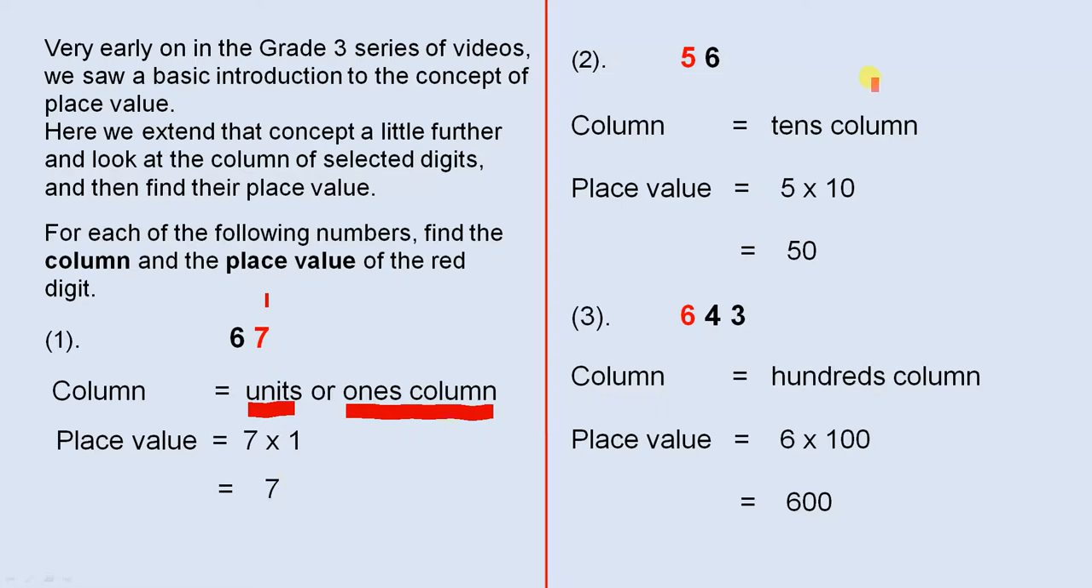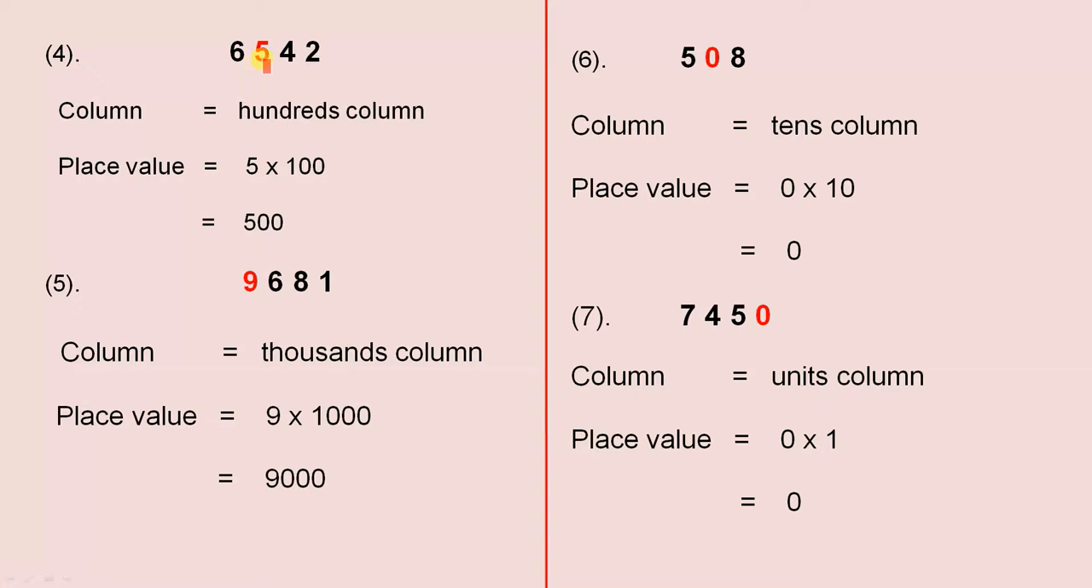Number 2, 56. The column is the tens column, units, tens. The place value is 5 times 10 because it's the 10 column, and the place value is 50. Number 3, 643, units, tens, hundreds. So it's the hundreds column. The place value is 6 times 100, which is 600. Number 4, 6,542, units, tens, hundreds. So the column is the hundreds column. The place value is 5 times 100, which is 500.